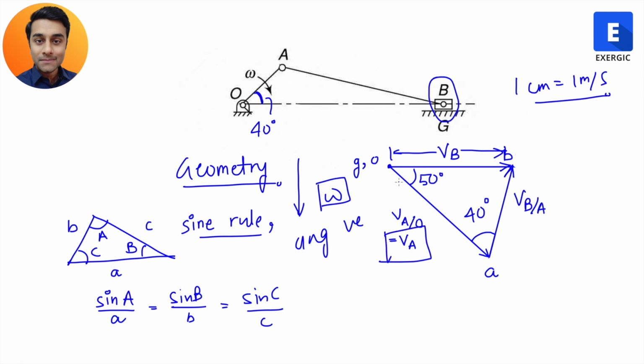You are going to draw this vector VA, right? If VA was 5 centimeter, then VA represents 5 meter per second. Similarly, if VB comes out to be 3 centimeter, then you will say that the velocity of B is 3 meter per second.